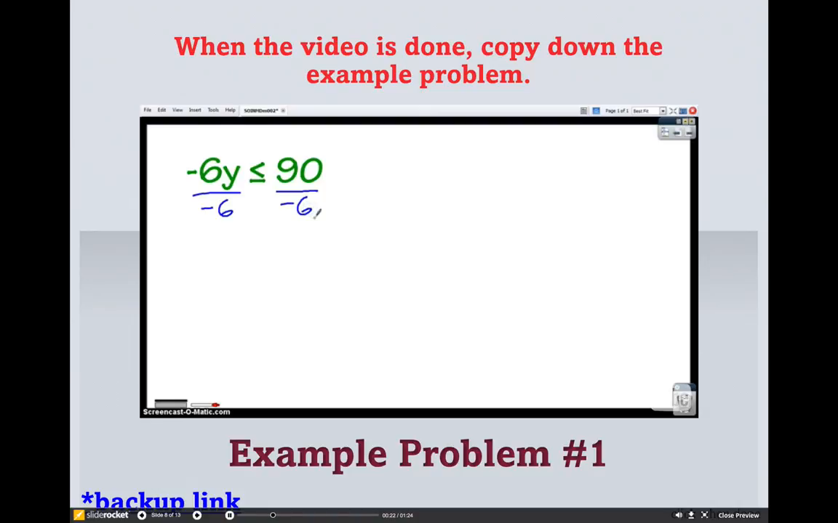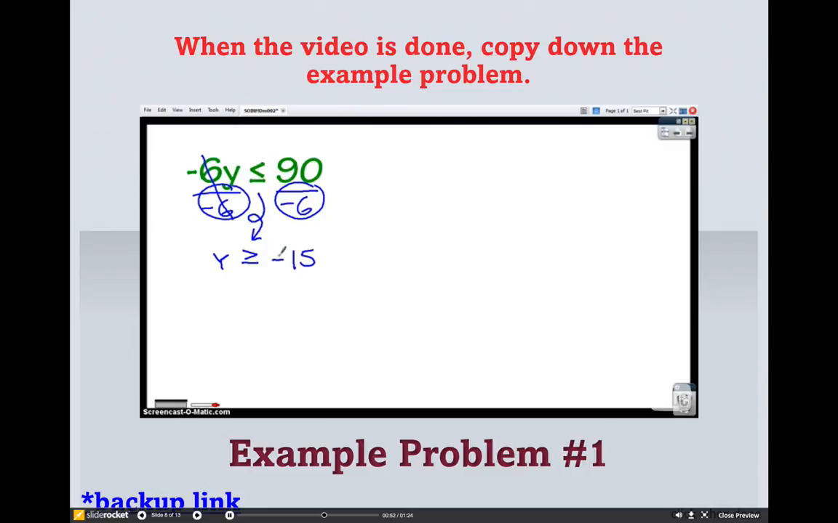Now, just like we talked about, what happens here is that the times by -6 divided by -6 cancels. We get y. 90 divided by -6 is -15. But because we divided by a negative number, positives became negatives, negatives became positives, and everything reversed. So anytime we divide by a negative, we need to flip the inequality symbol the other direction. So in this case, a greater than or equal to symbol. That way everything still remains true.